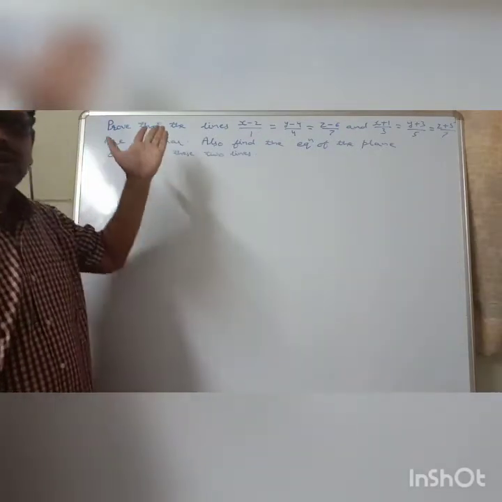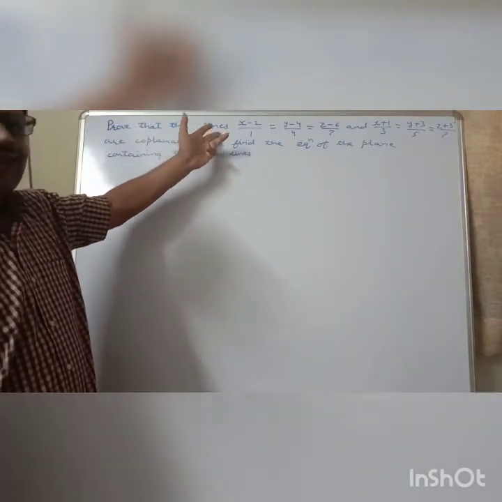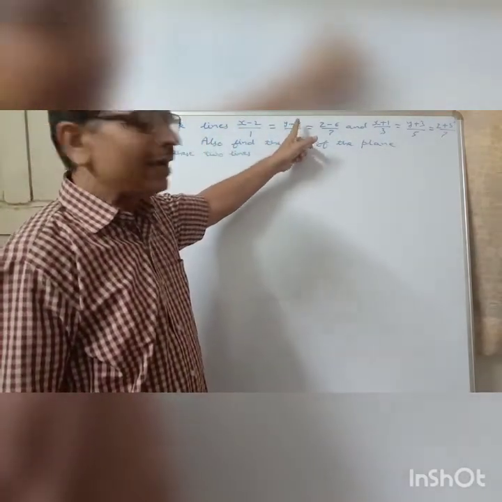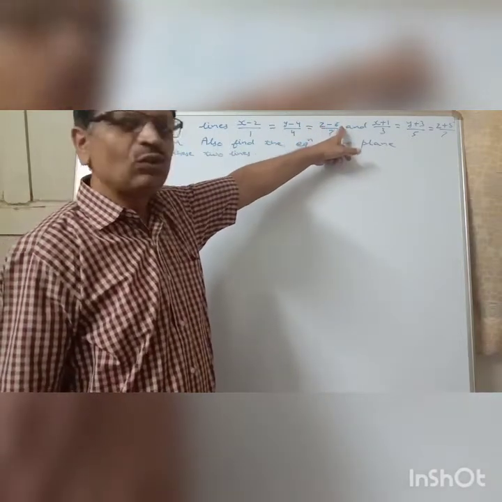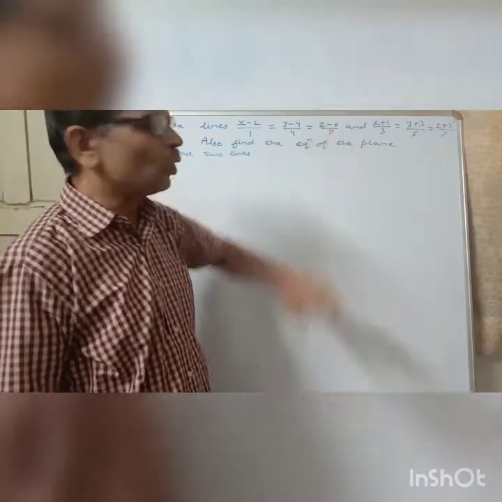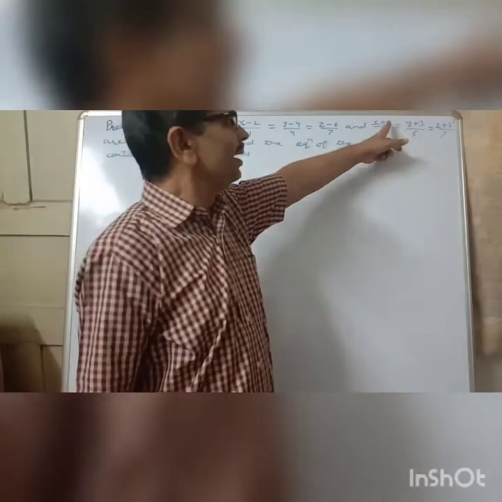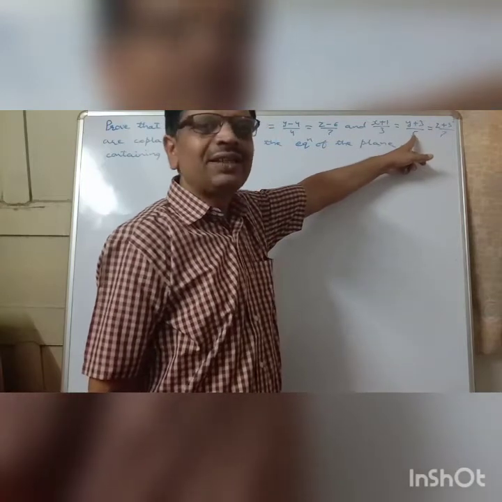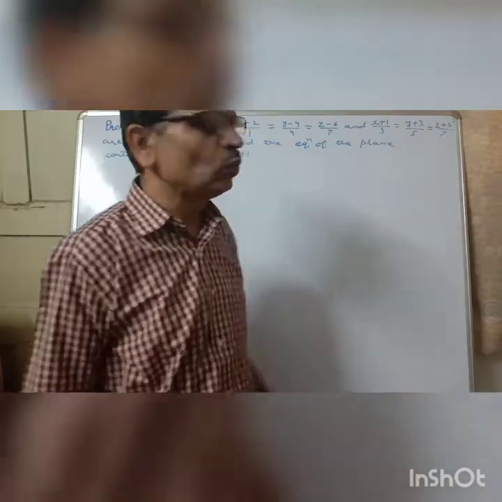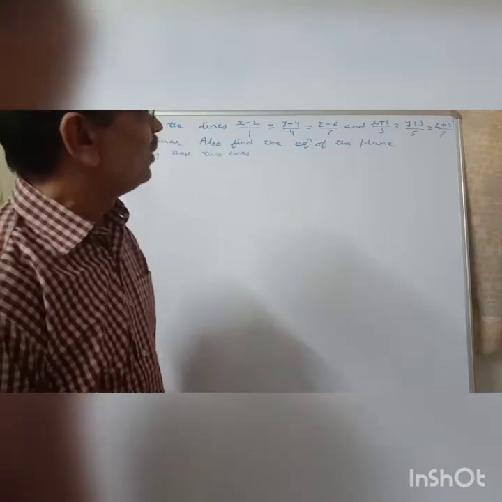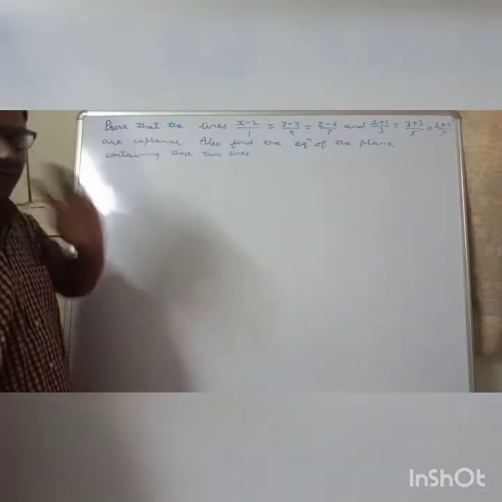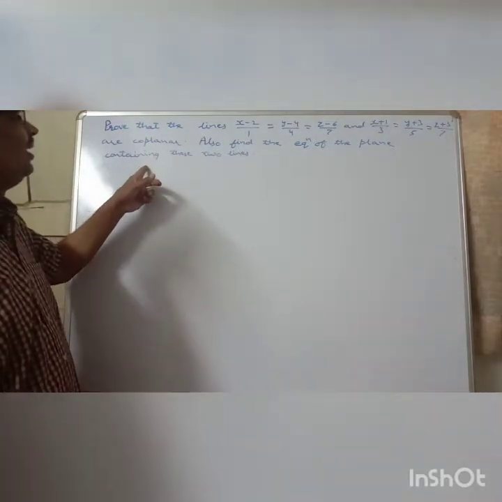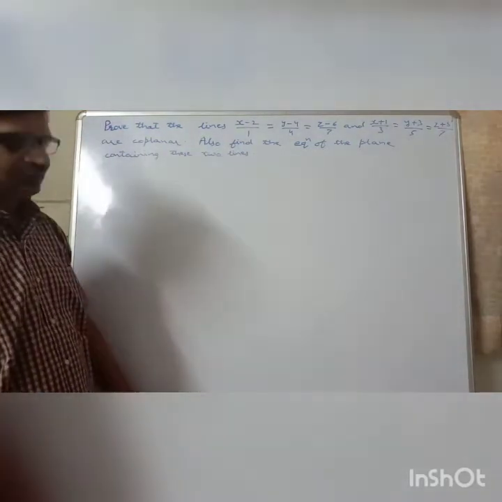Next example. Prove that the lines (x minus 2)/1 = (y minus 4)/4 = (z minus 6)/7 and (x plus 1)/3 = (y plus 3)/5 = (z plus 5)/7 are coplanar. Also find the equation of the plane containing these two lines.